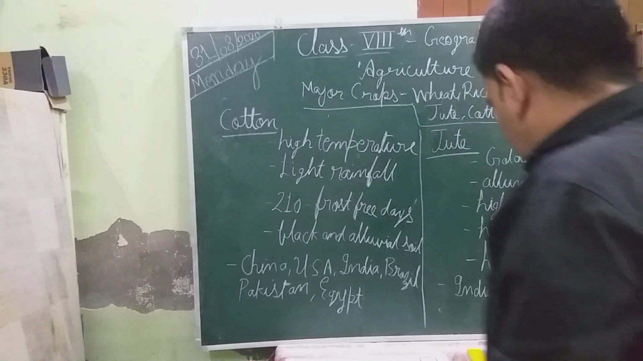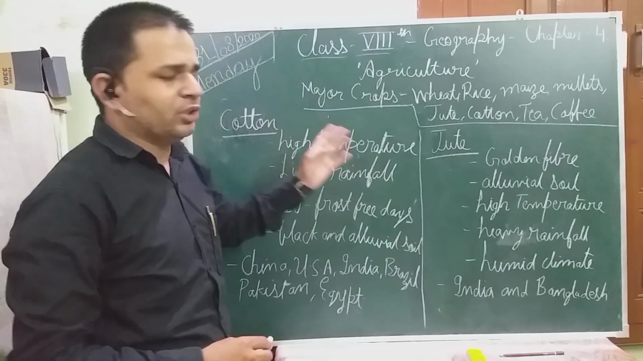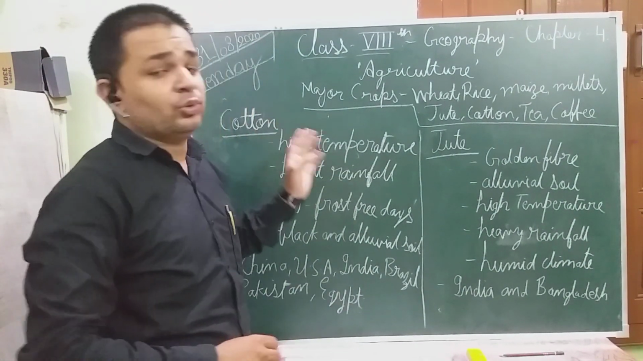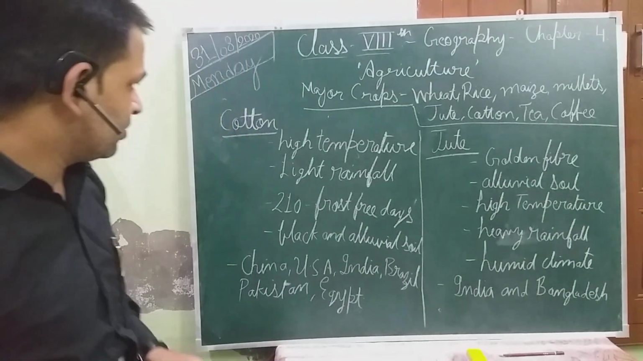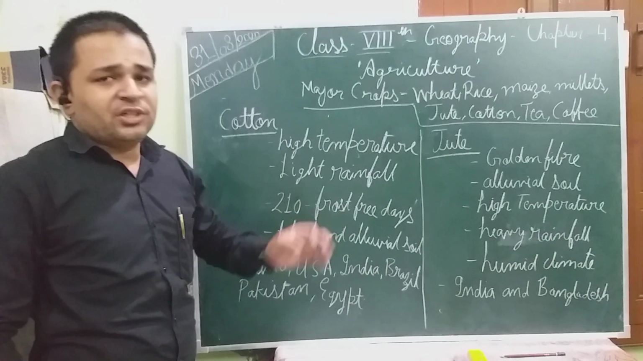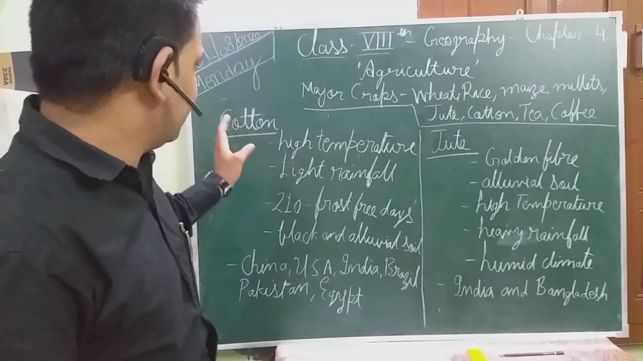Okay, dear students, let's continue with the other variety, the fiber crops, cotton and jute. Cotton, as you know, is an important raw material for the textile industries. Let's go through the conditions that are required for growing a cotton plant.